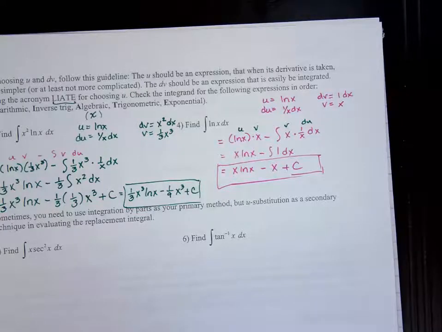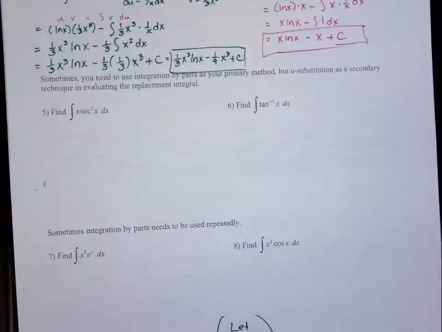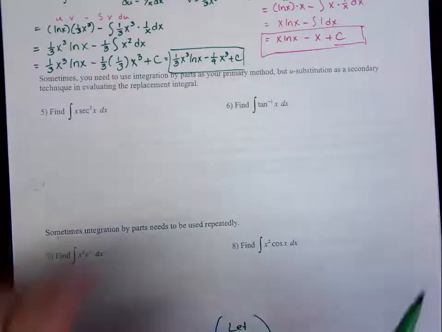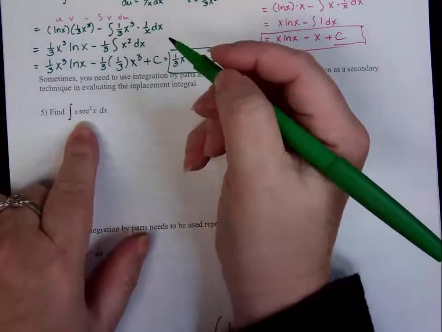Look at number 5. Number 5 says sometimes you need to use integration by parts as your primary method. So the first thing we do is integration by parts, but then a u sub is needed for the second part. So they're kind of giving you a hint as to what's coming. All right, so let's practice again. We're going to find the antiderivative of this. Now one more time.